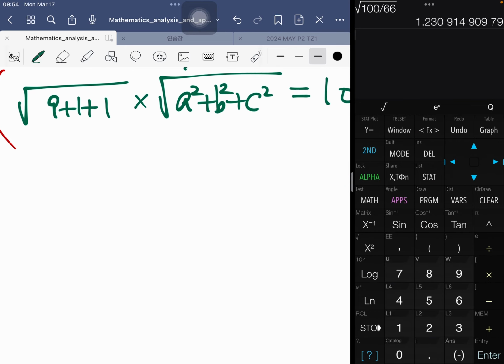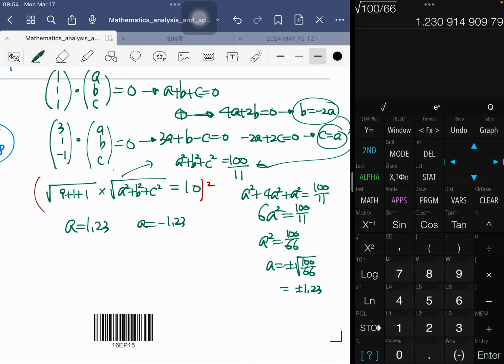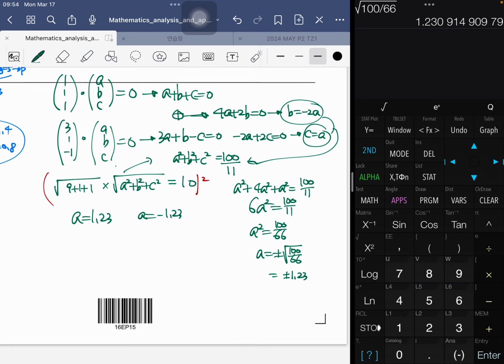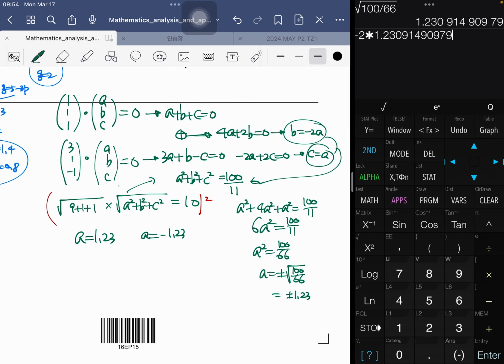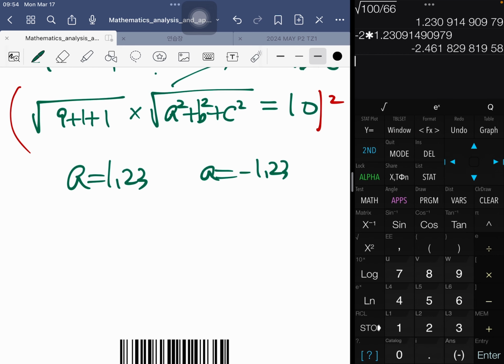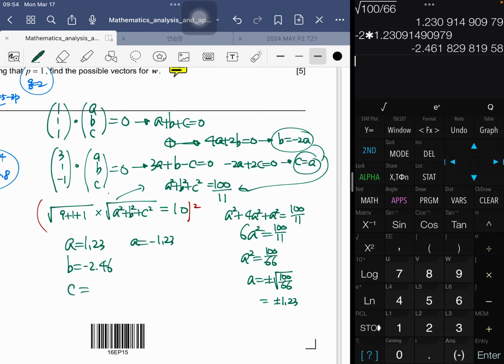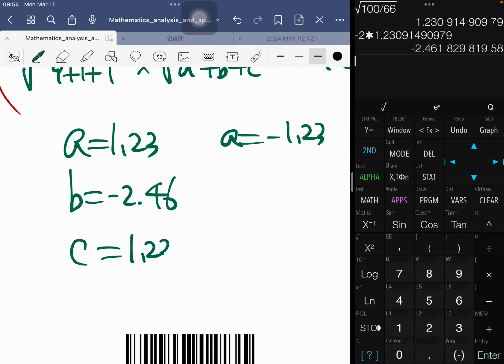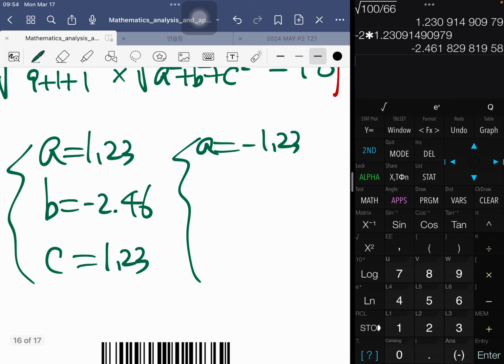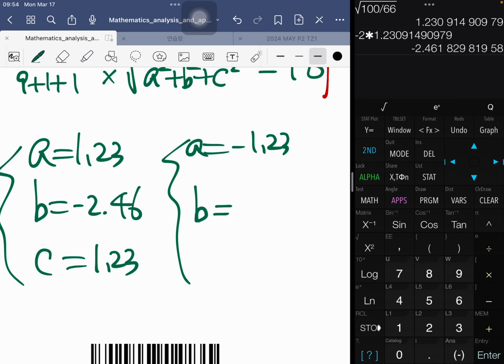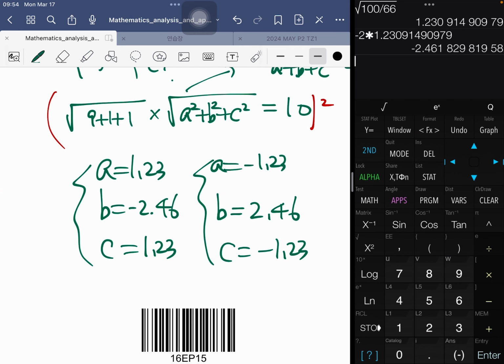So let's say A equals 1.23 or A equals minus 1.23. There are two possibilities. When A is 1.23, B equals minus 2A, so B equals minus 2.46, and C equals A, so 1.23. So this is the first set. The second set is B equals plus 2.46, C equals minus 1.23. So this is going to be the answer.